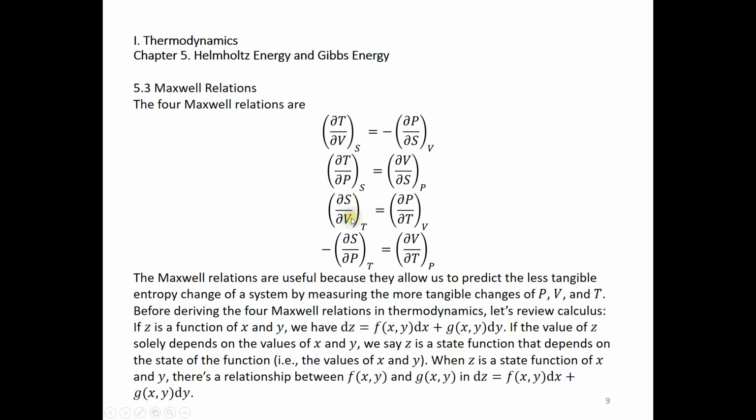Delta S over delta V under constant temperature condition is delta P over delta T under constant volume condition. Negative delta S over delta P under constant temperature condition is delta V over delta T under constant pressure condition.